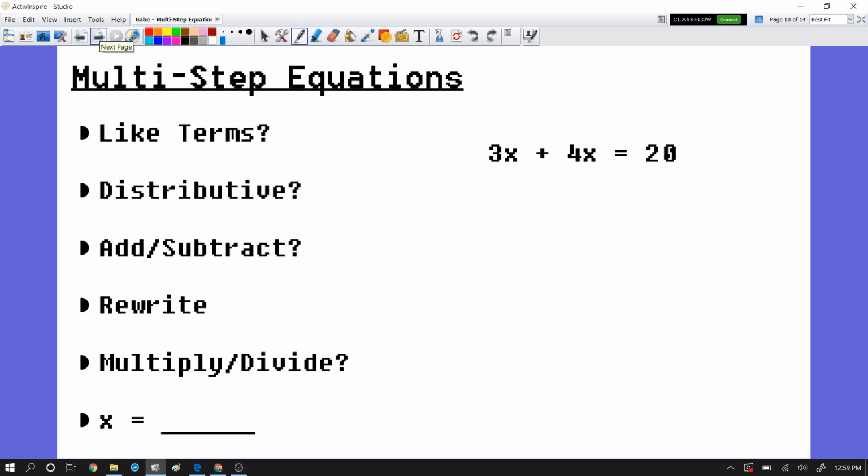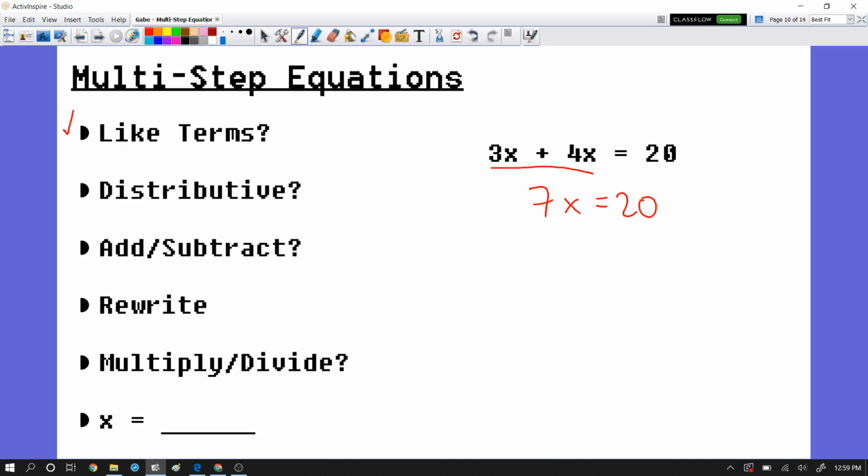Go ahead, try this one. Go through the bullet points over on the left side. Hit those first. See what you got. Okay, so like terms, yes, we do have like terms. There's a number with a letter and a number with the same letter. Cool, I can put those together. So that's 7x equals 20.